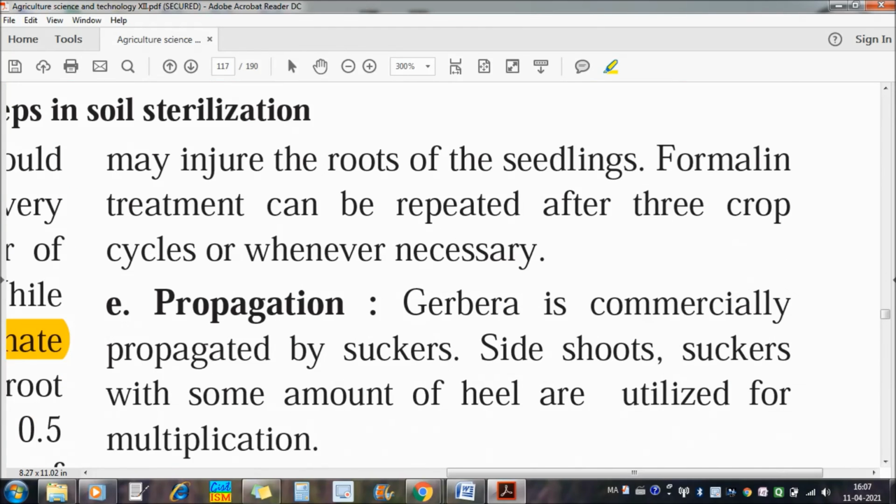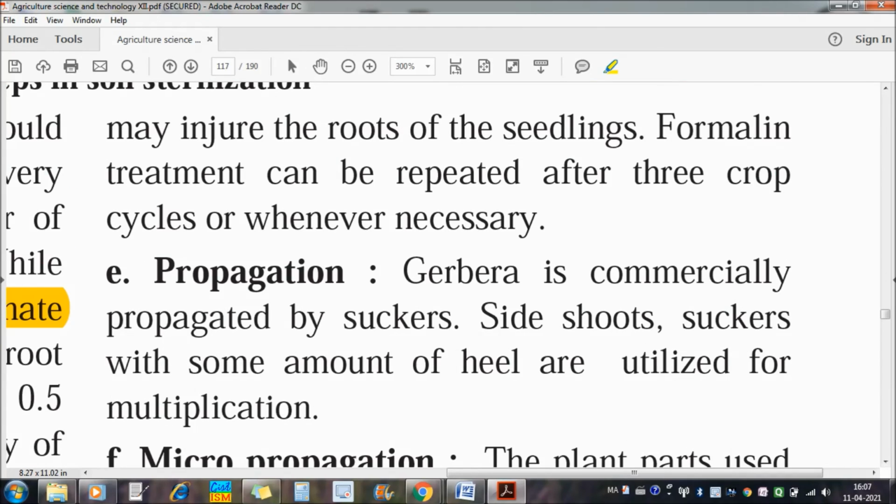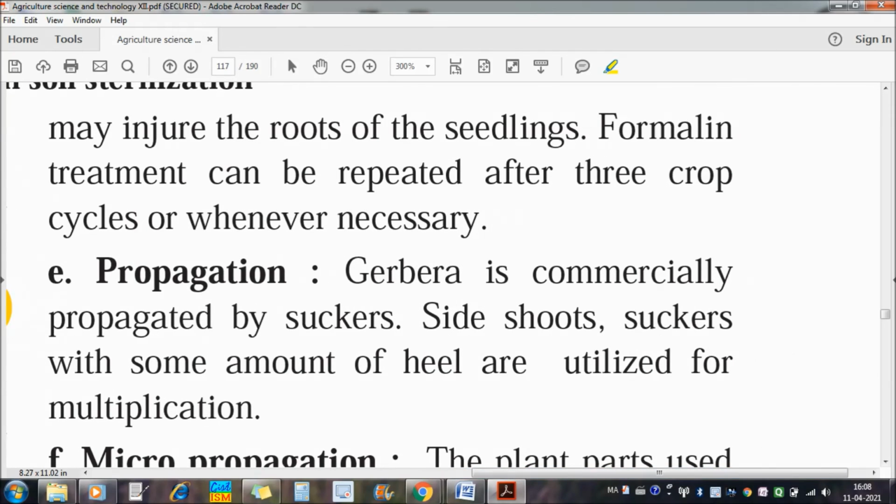After this formalin treatment, the treatment can be given in 3 cycles whenever necessary as per the soil condition. Now, propagation of gerbera.